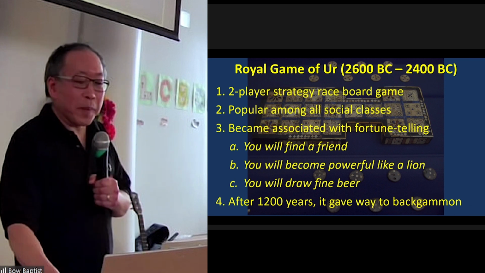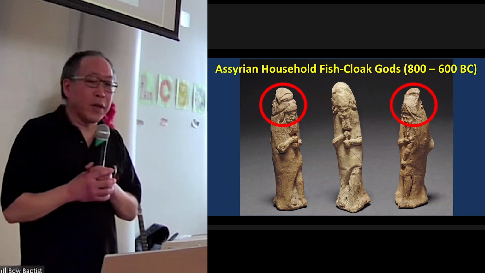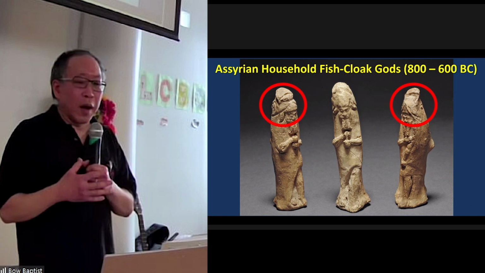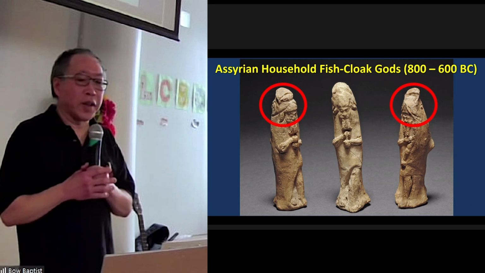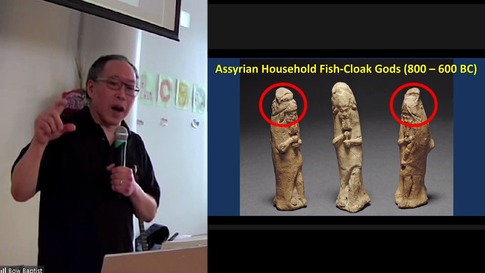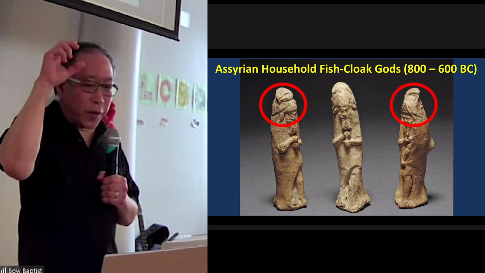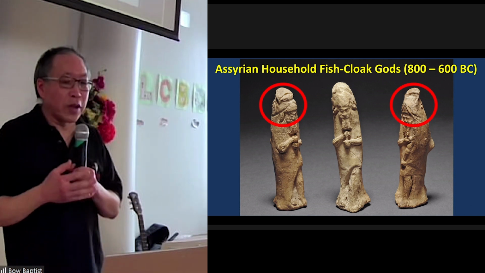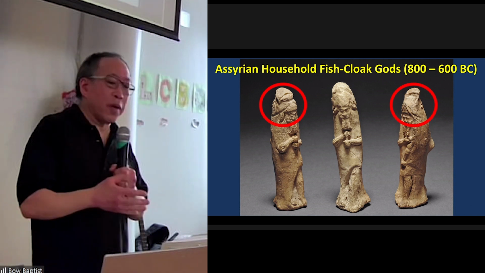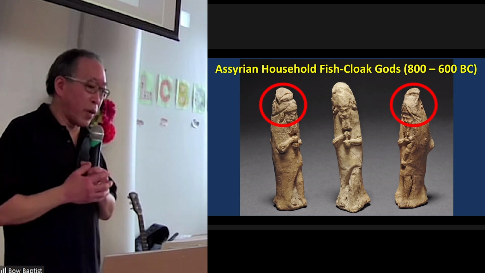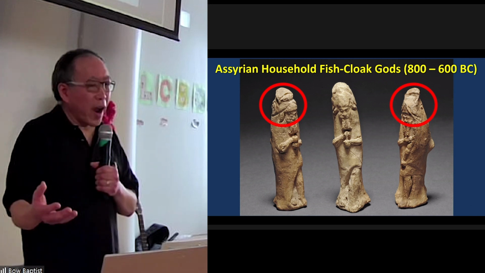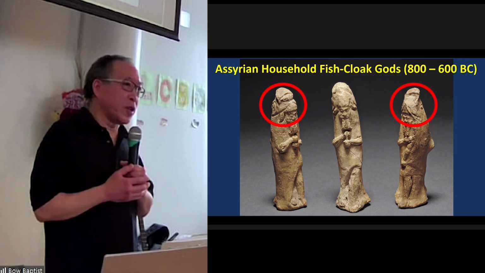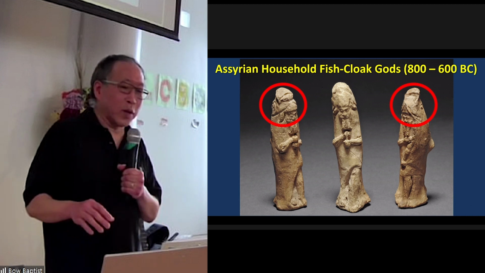And finally, I thought this would be interesting to point out. These are Assyrian household fish cloak gods. A little bit later than Abraham and Isaac, but these are small household gods that have fish cloaks. If you look very carefully, you see the head of a fish on top. And this is remarkable for two reasons. Number one, when you think of Assyria, you think of the prophet Jonah going to Assyria. And perhaps why did the people repent so quickly? Well, fish was a religion. So that's another whole interesting story.